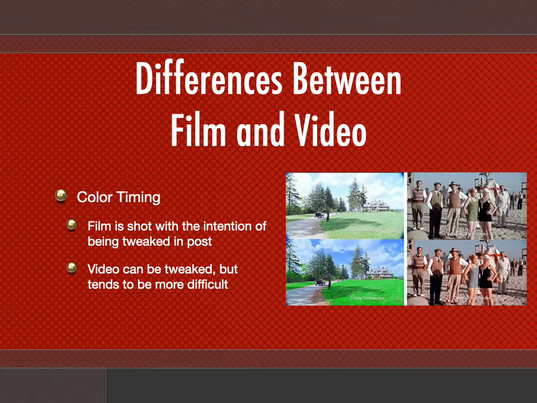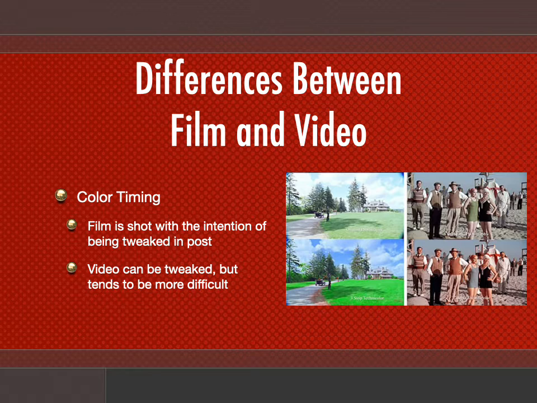Color timing, I think a lot of people today would know this more as color processing or color matching or applying a look or a LUT, a lookup table, to their video. Color correcting, color processing, whatever the term might be, they're not always used in the correct way. But film is intentionally shot with the knowledge that it's going to be tweaked in post, that you're going to have to push and pull that image quite a bit to make it look really, really good.